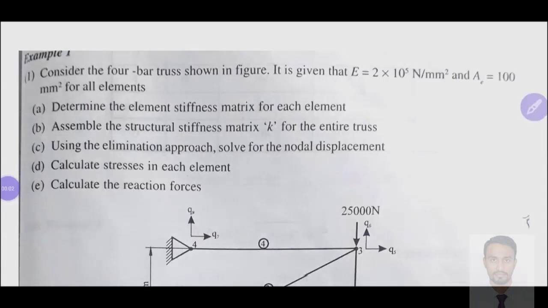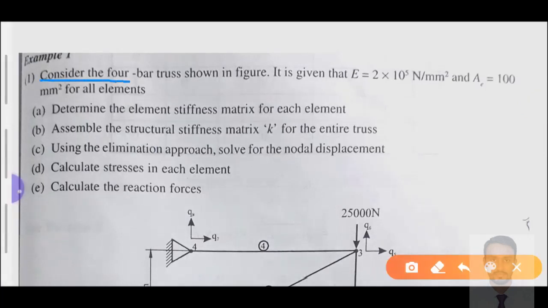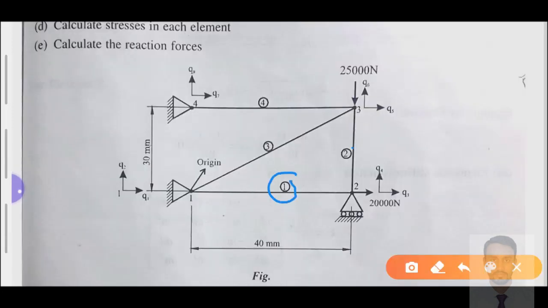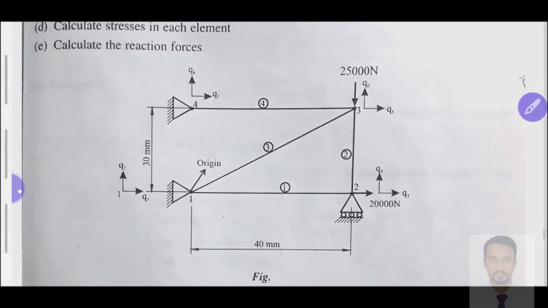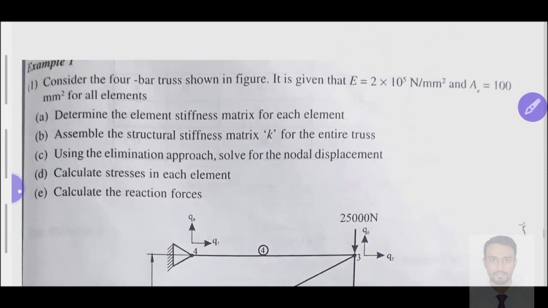Hello my dear friends, in this video we'll solve the problem on a truss. I'll read the given problem. Consider the 4 bar truss shown in figure. He has given a 4 bar truss: element number 1, element number 2, element number 3 and element number 4. 4 bars he has used, which have a relative displacement, is said to be a truss.